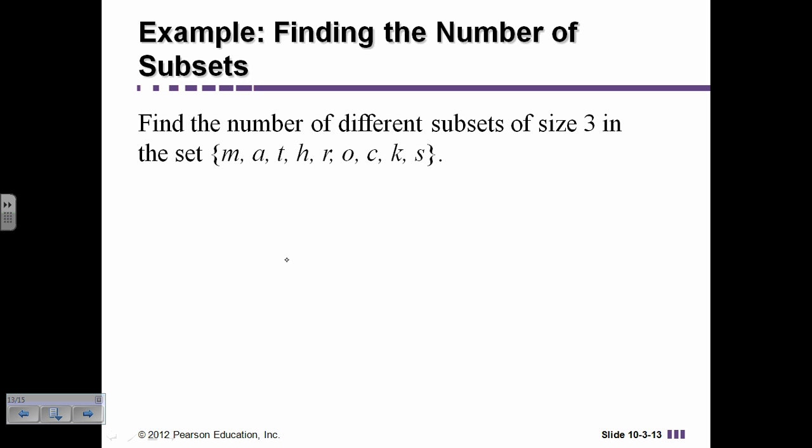So again, we're looking at this, that there are 9 possibilities in the set, and we want 3. So we want 9 choose 3. So we're using our combination again, and we're going to put that into our formula. So we have 9 factorial divided by 3 factorial, and then 9 minus 3 factorial.